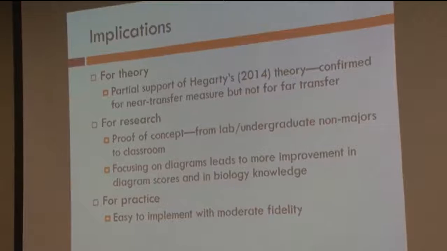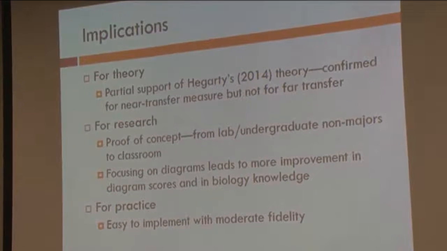And so I think we could say that there's some support for Hagerty's theory, that we confirmed it for a near transfer measure, but not for far transfer. And I think there's a real proof of concept, and I don't mean like proving anything, but can you take these principles from cognitive psychology, create an intervention for high school students and help them learn the biology better? Absolutely.